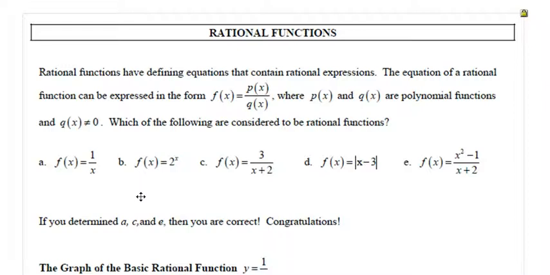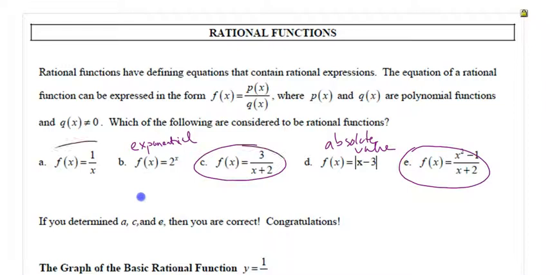If you determined a, c, and e, then you are correct. Congratulations. Okay. Why is b not a rational function? Okay, this is exponential, right? Why is d not a rational function? Absolute value. Okay. And these are the graph of the basic rational function.